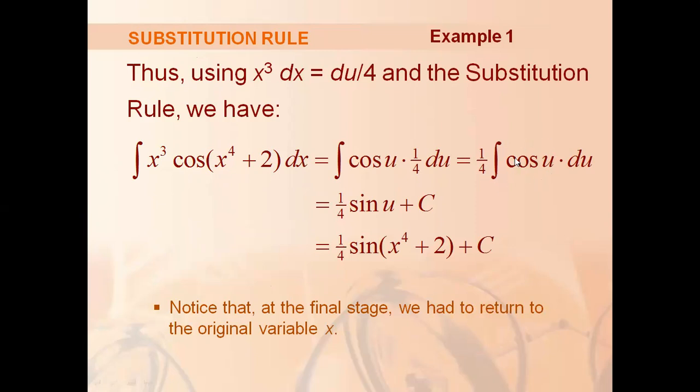So only the integration of cos u with respect to u. The integration of cos is sine, and the variable is the same, with respect to u. So you have to substitute back the value of u, which was x to the power 4 plus 2. In this way, applying the substitution rule, we can find the integration.